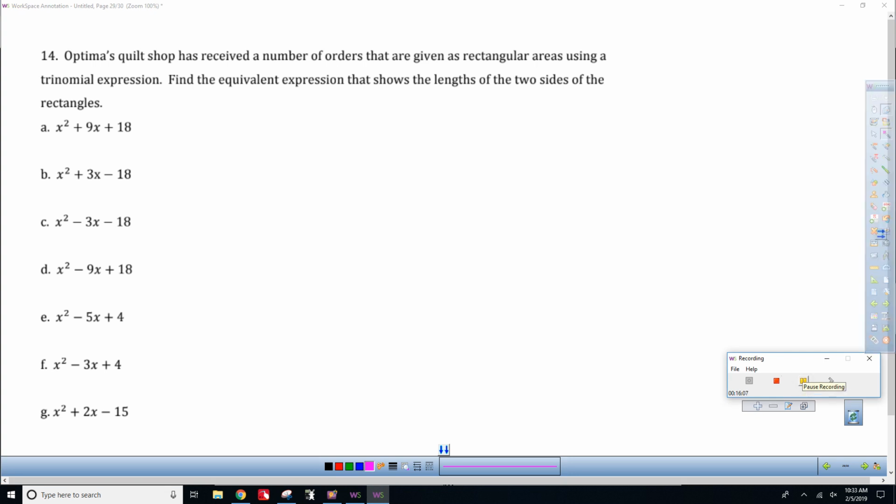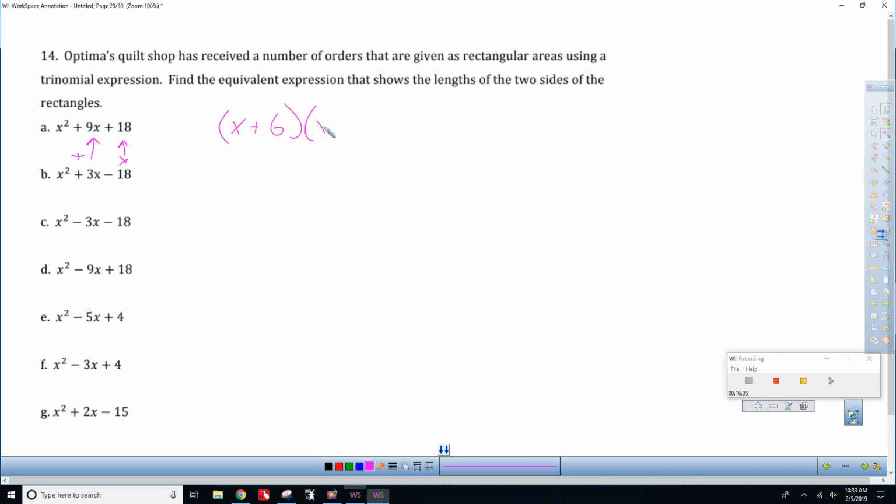Alright, now this is where the magic happens. This is called factoring. We're trying to find the original order that got us to that. So we did some of this yesterday. Two numbers that multiply to be positive 18 and add to be 9. 6 and 3.